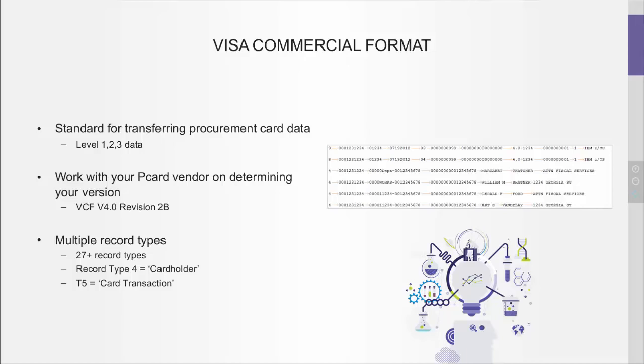So you'll receive one file, and in that file, you're going to get things like the cardholder information. You're going to get account information like balances, limits, etc. And you're also going to get the transactional data. So all of that information is just in one file instead of in separate files. And you end up with 27 different record types.